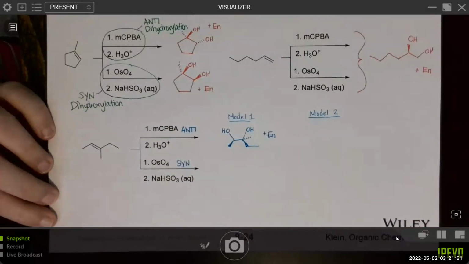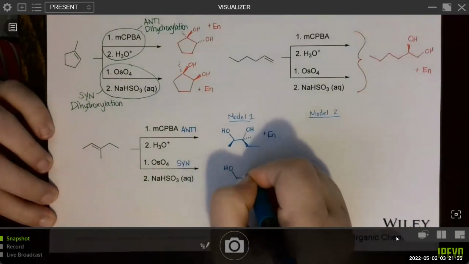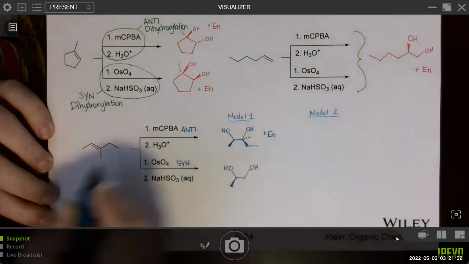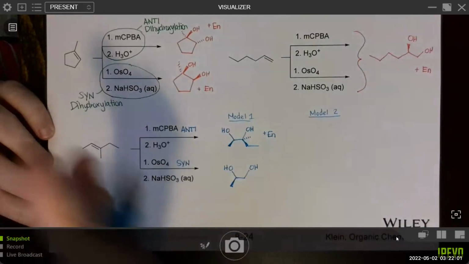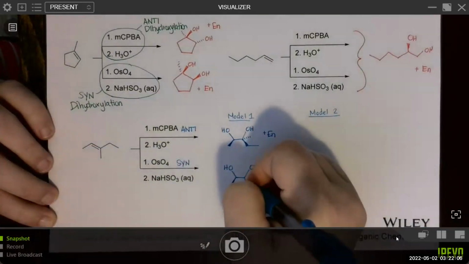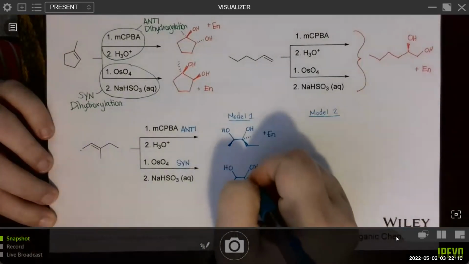Right, if I was doing syn, I started out the same way, right? But I don't switch anything. So this methyl, which is coming sort of forward, stays like this, and then the other methyl is on the same side. So these remain on the same side.